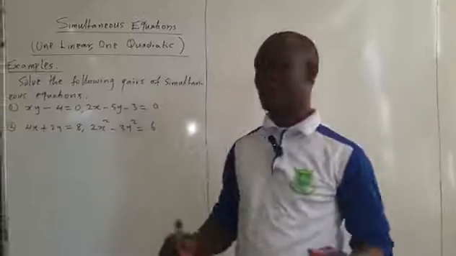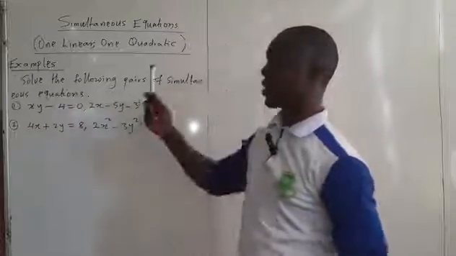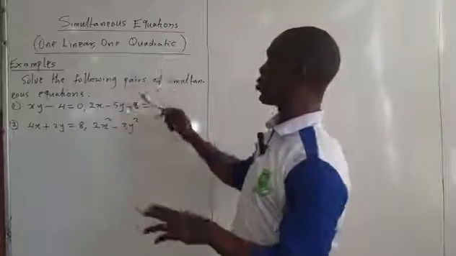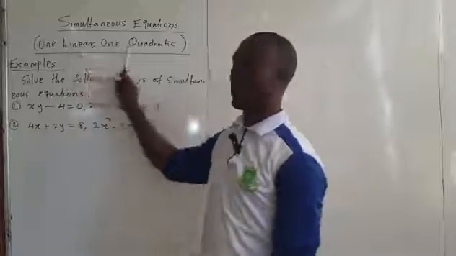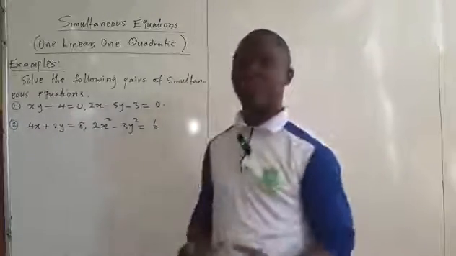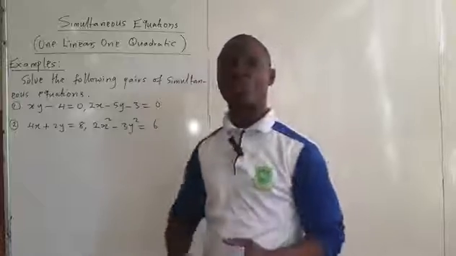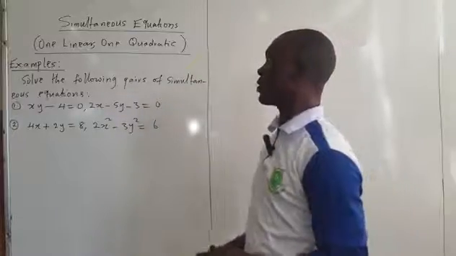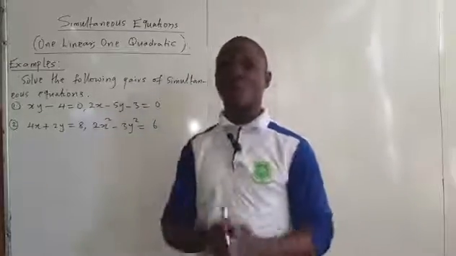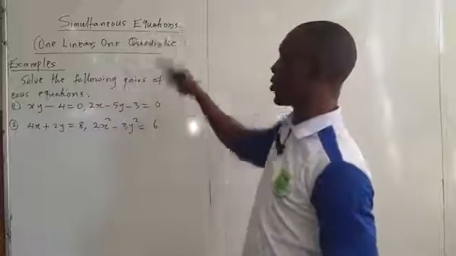So in today's class, we are going to be looking at simultaneous equations. And the aspect we are going to treat is one linear, one quadratic. As you know, we have different types of equation. We have linear equations, simultaneous equations, and quadratic equations. But the one we are going to be treating today is simultaneous equations.